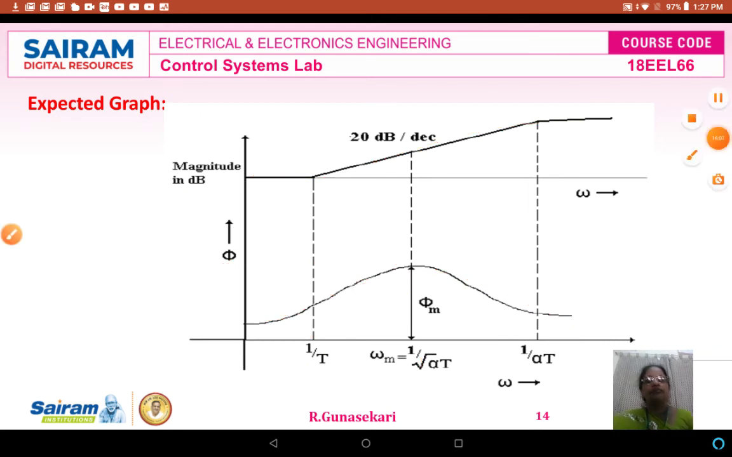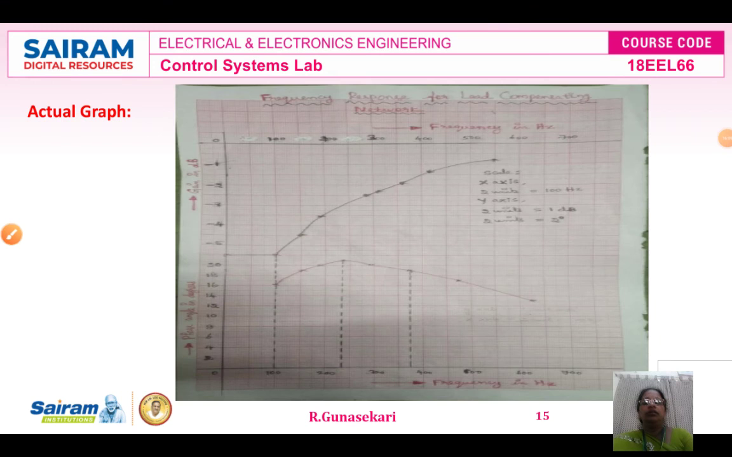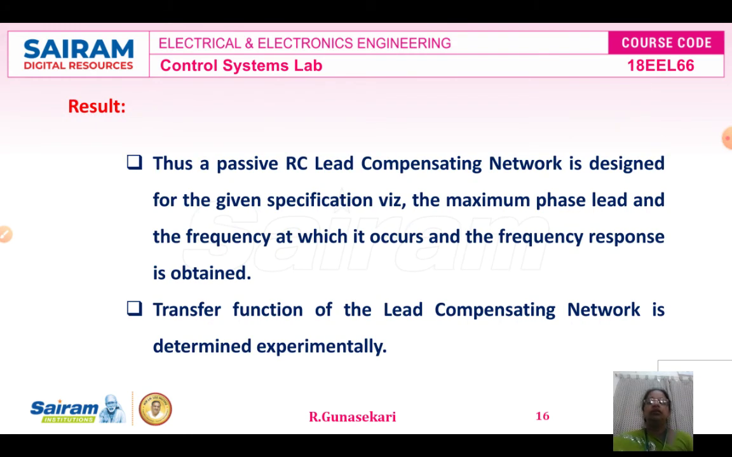Now this is the actual graph. The x-axis is frequency, the y-axis is phase and magnitude, and then you can draw the curve. The shape of the curve is similar to the expected graph. Now the result. Thus, the passive RC lead compensating network is designed for the given specification via the maximum phase lead angle and the frequency at which it occurs, and the frequency response is obtained. The transfer function of the lead compensating network is determined experimentally.